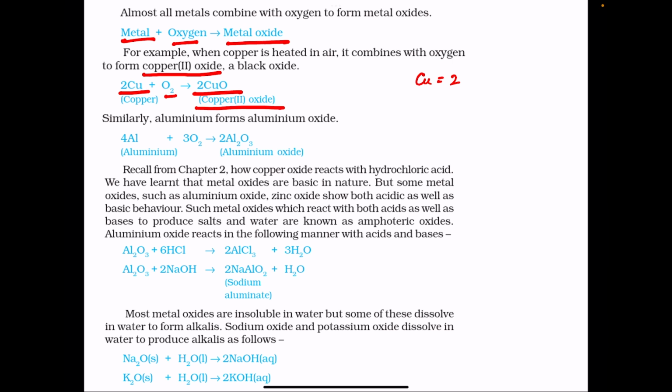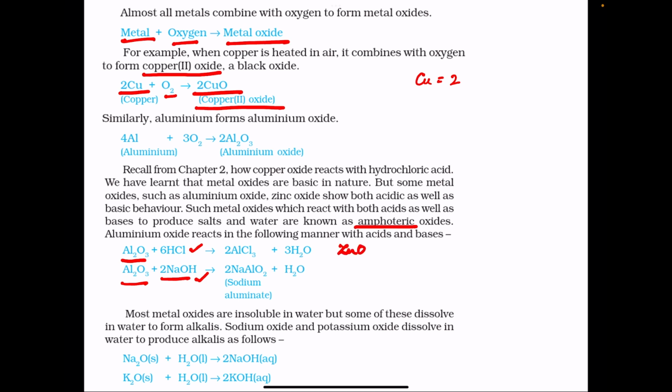Similarly, aluminium forms aluminium oxide. Aluminium combines with oxygen of the air to form aluminium oxide. Now this aluminium oxide reacts with acid as well as with base. When it reacts with acid, it acts as a basic oxide, and when it is reacting with a base, it is acting as an acidic oxide. Therefore, oxide of aluminium is also known as amphoteric oxide. Product formed when aluminium oxide reacts with acid, that is HCl, is AlCl3 plus water, and when it reacts with NaOH, it forms NaAlO2 plus water.